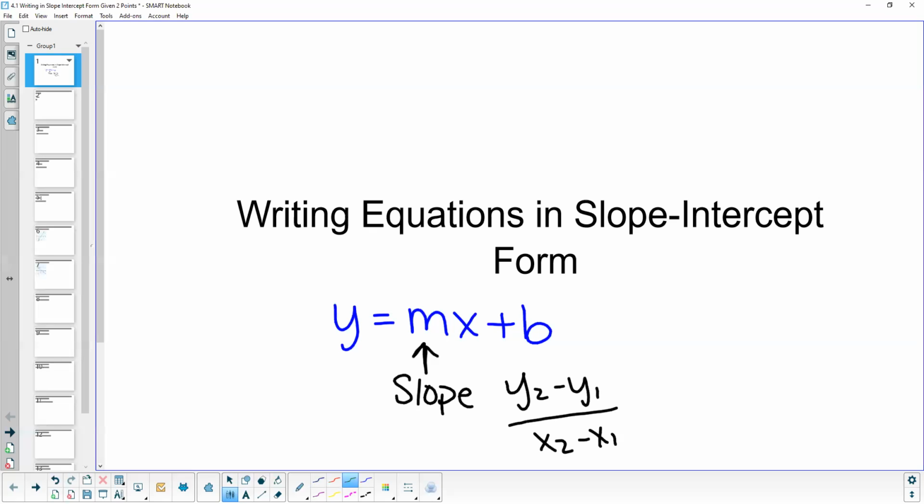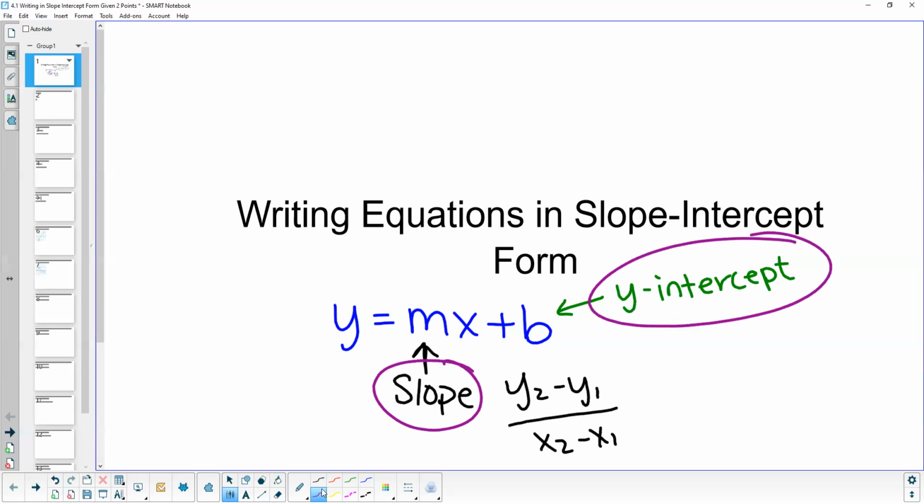Our other piece of our slope-intercept form is our intercept. Now, this isn't any intercept, but this is our y-intercept. And we are going to put our y-intercept where our b value is here. So anytime we're writing in slope-intercept form, we need two things. We need to know our slope and we need to know our y-intercept. And if we aren't given those, we're going to have to find them somehow.